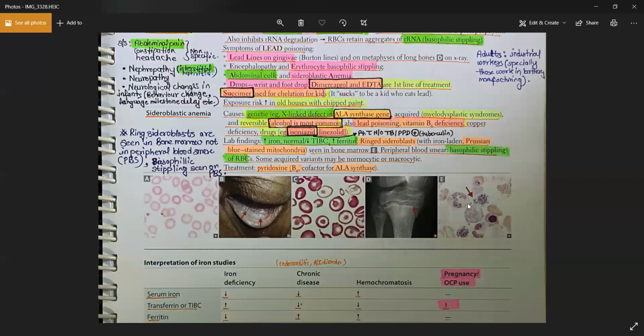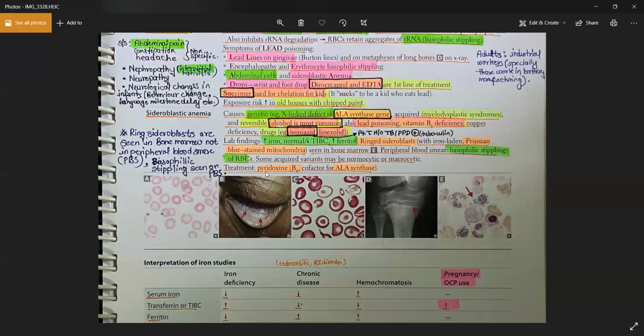You will have the pallor, fatigue, and all the signs of anemia would be there. And on the lab findings, you will have high iron stores, because the iron will start accumulating inside the cells. And you will have high ferritin also, right? Because of high ferritin, you will have low TIBC or normal TIBC, very important. And you will also have basophilic stippling of the RBCs.